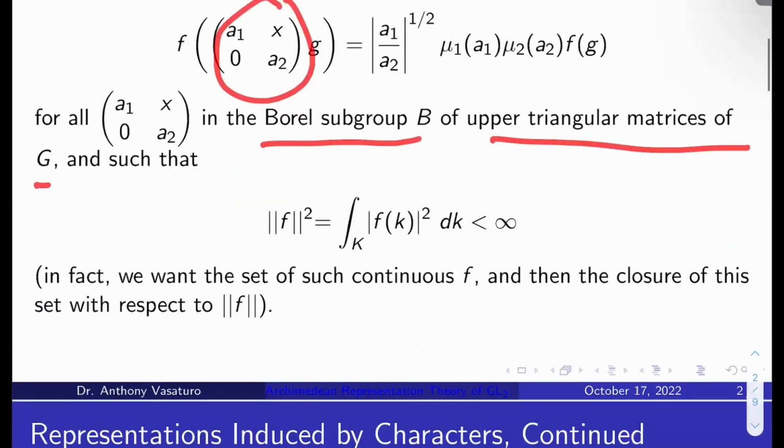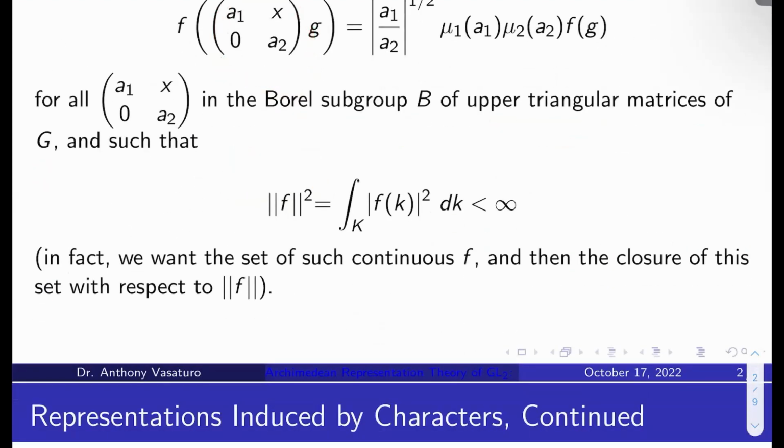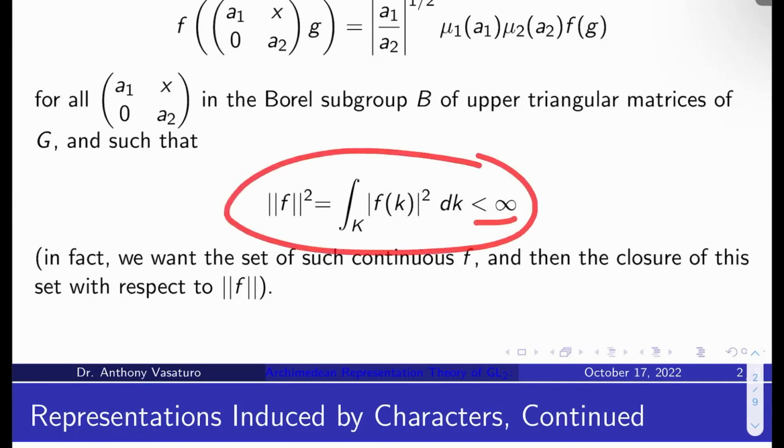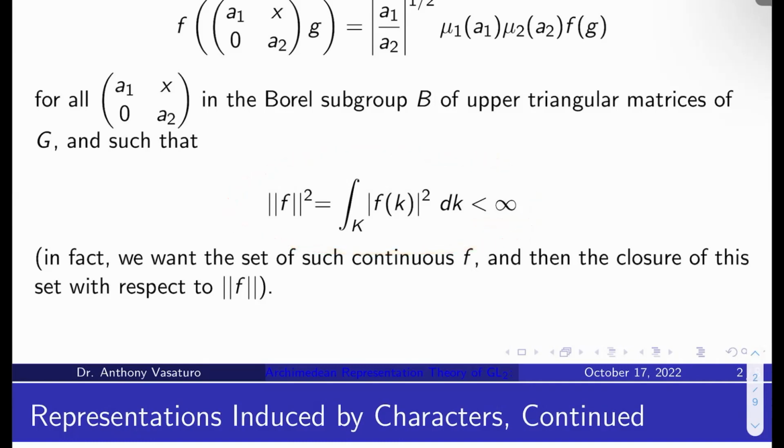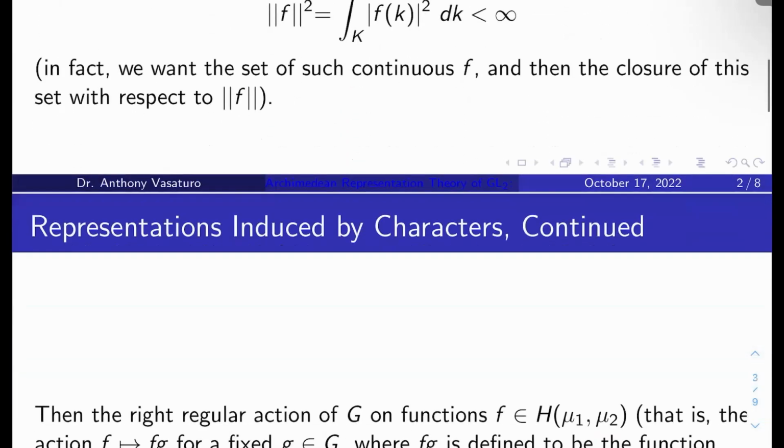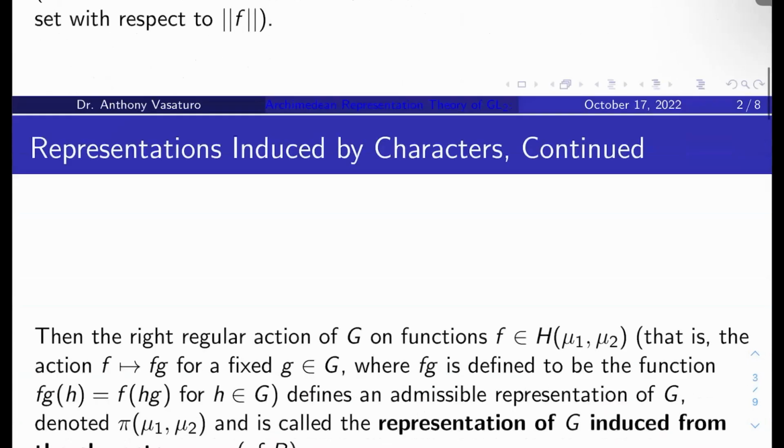Okay, and we also want to make sure that the integral over K, where K is the maximal compact subgroup of orthogonal matrices, of f of k squared dk is less than infinity. So this is a typical kind of L2 condition on the functions. And we'll just denote this quantity by a double bar of f squared. In fact, technically speaking, we actually want the set of such continuous f, and then we want to take the closure of this set with respect to this norm here. But let's just keep the main ideas in focus here.